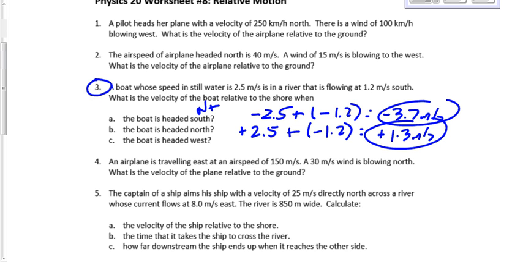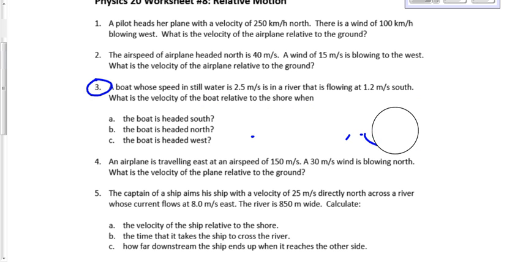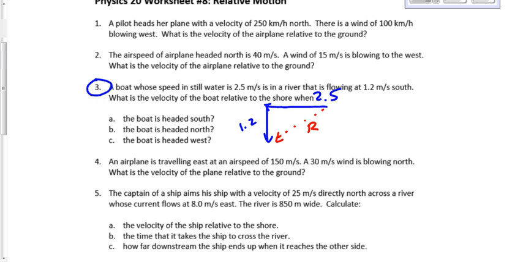Good? Now, question C, we're still adding the vectors, just like in A and B, except in question C, because the boat is headed west, we've got to draw a vector diagram. The boat is headed west at 2.5. There's a river current that's going at 1.2 to the south. Is that okay to draw like that? Yes, head to tail, right? Head to tail. Those are both solid vectors that contribute to where I go, and the actual velocity of the boat is this way. We're going to find R, we're going to find theta.